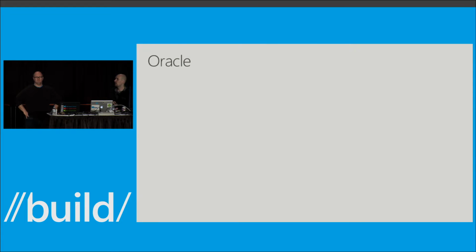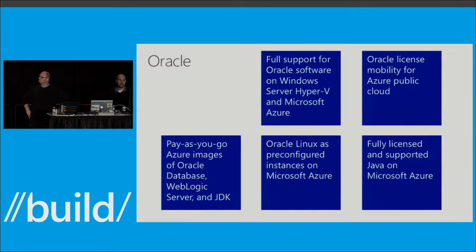So just to kind of recap some of the Oracle stuff I just mentioned, full support for Oracle software in Microsoft Azure and in Hyper-V Windows Server. You've got license mobility, so if you're already running stuff on Oracle, you can easily take it and run it in Microsoft Azure. There's also images that include Oracle licenses for running on Windows Server. And what's really important here is that it really is production approved and it's ready for you to use and go live with right now.